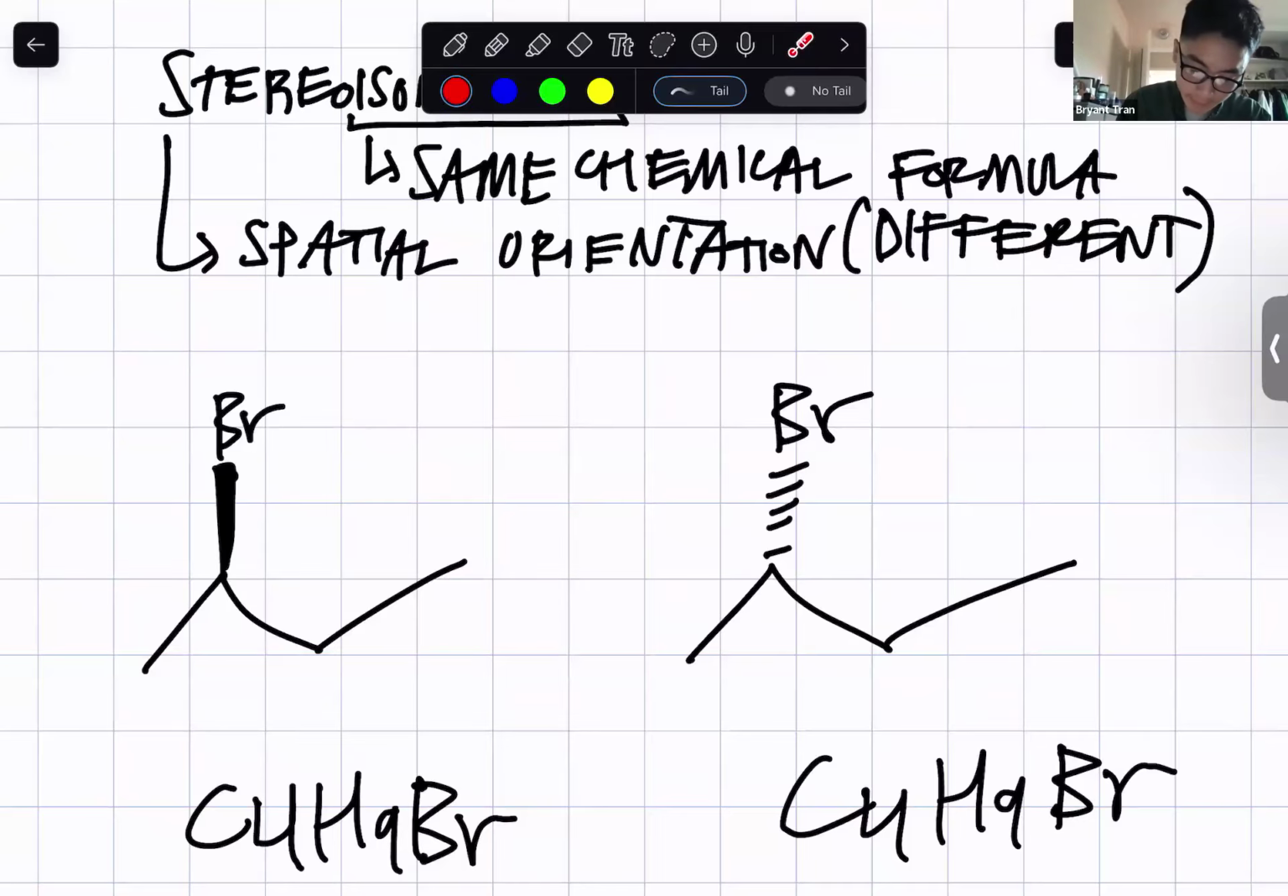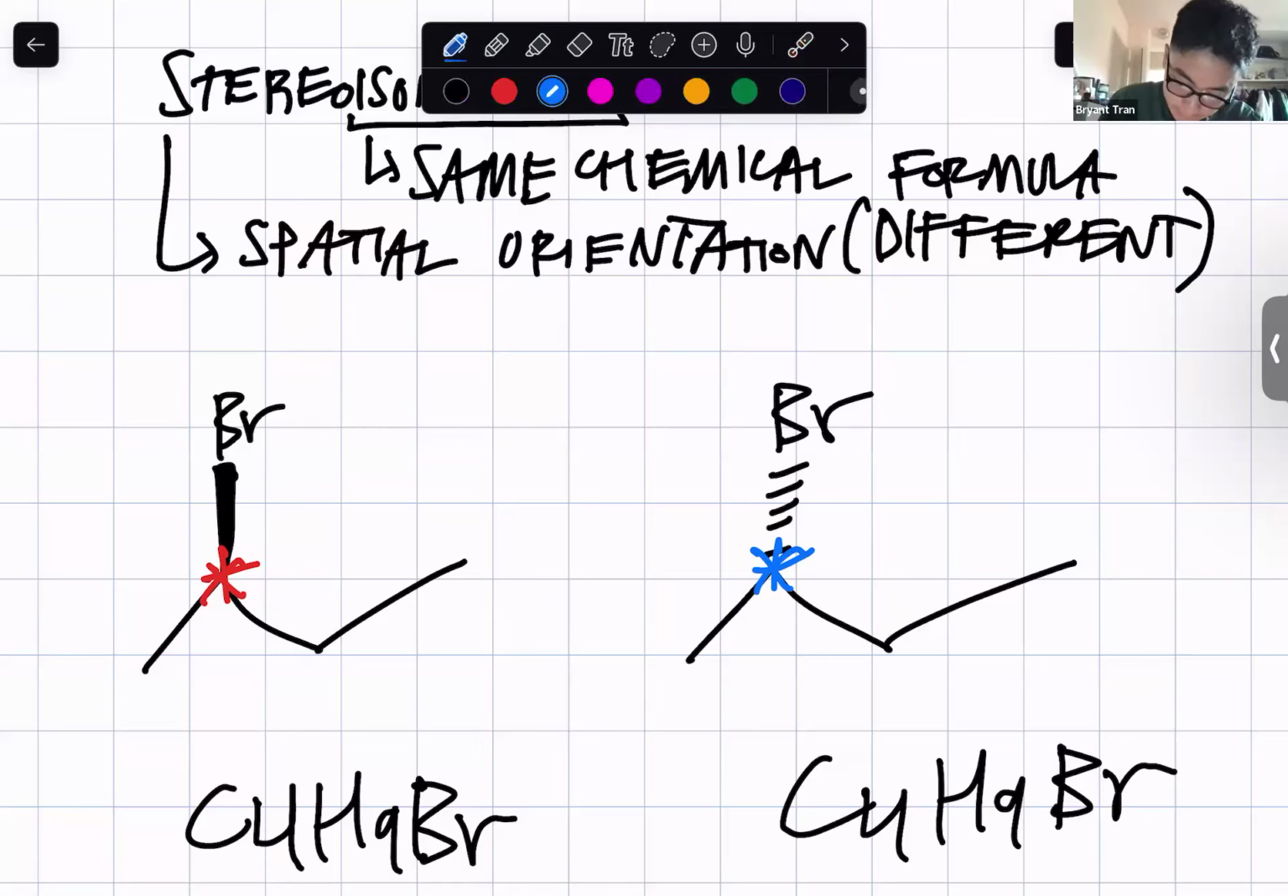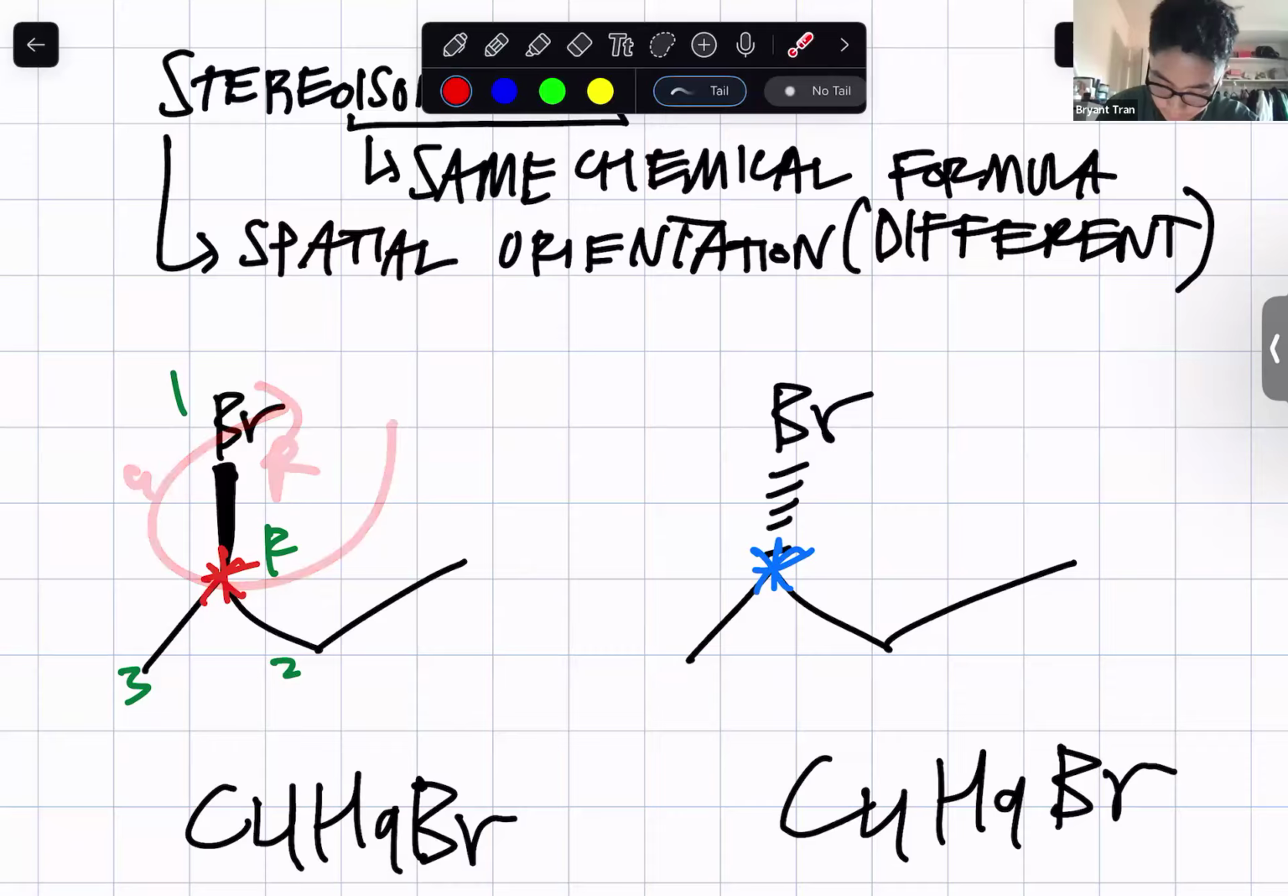Now as practice, can you tell me for this red chiral center what the R and S configuration is? Is it R or is it S? And let me know your thought process on how you do that. R, yep, correct. So that is R, because it's 1, 2, 3, and hydrogen is 4, going clockwise, R. How about for the blue one here?